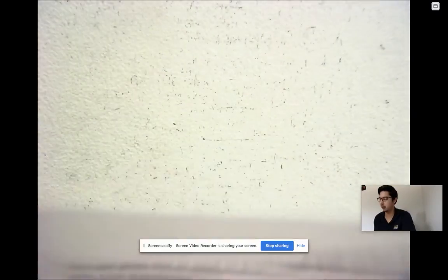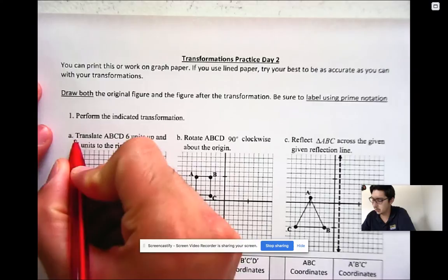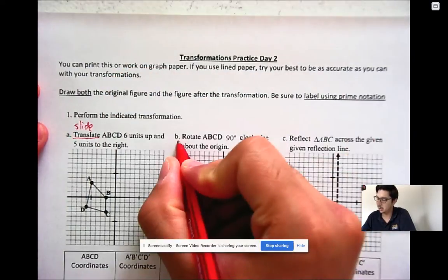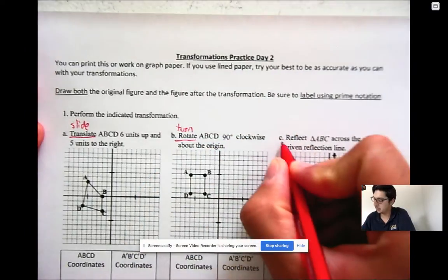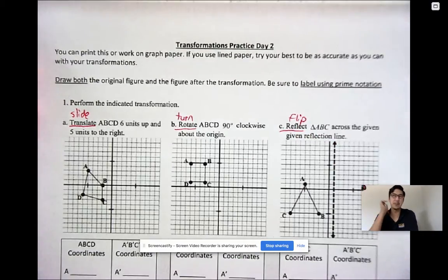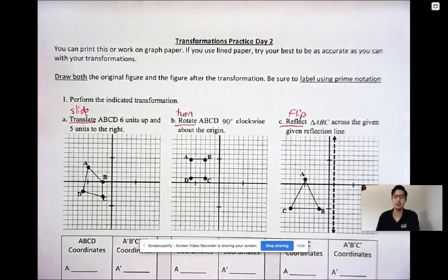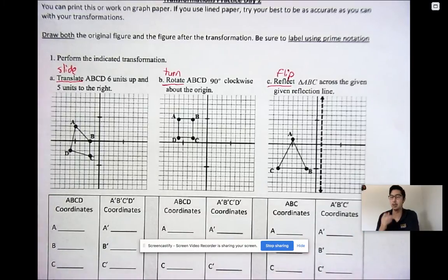So recall from yesterday the three transformations we talked about: translation, which is like you slide an object, a rotation, which is when you turn an object, and then a reflection, which is when you flip an object. Three transformations you can do that won't change the object. And make sure you know how to do these and graph its new points, the prime coordinates. Look back at my old video if you don't know how to do that.